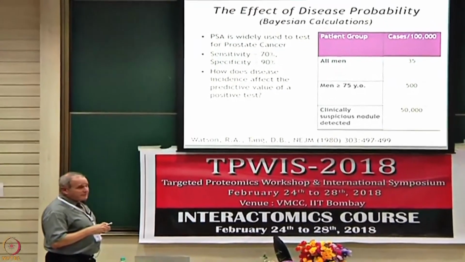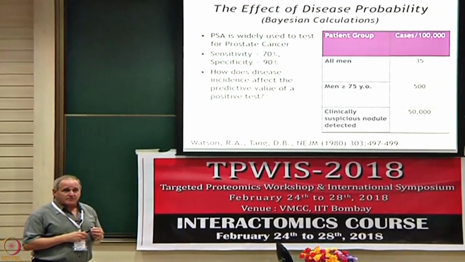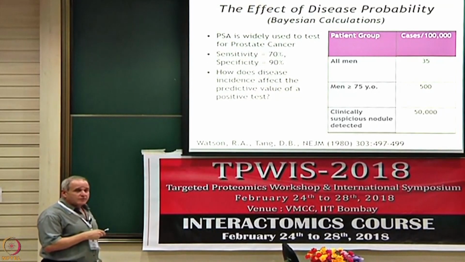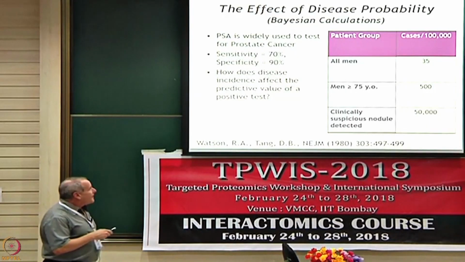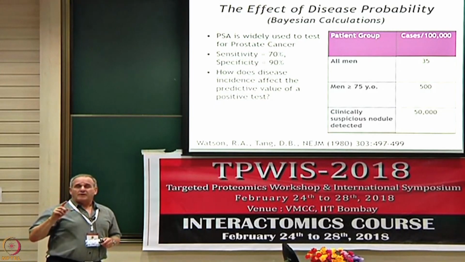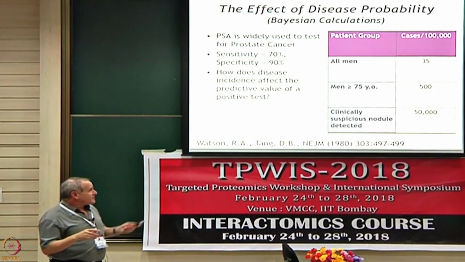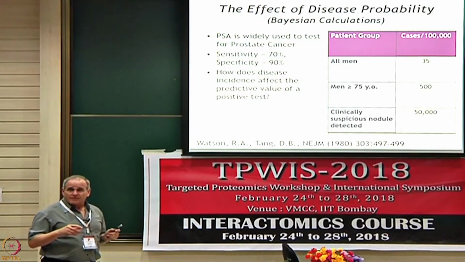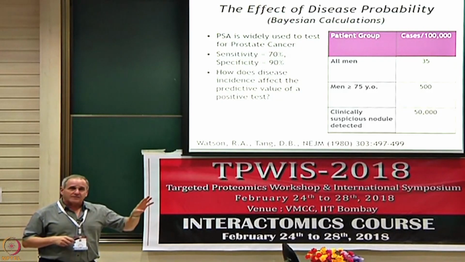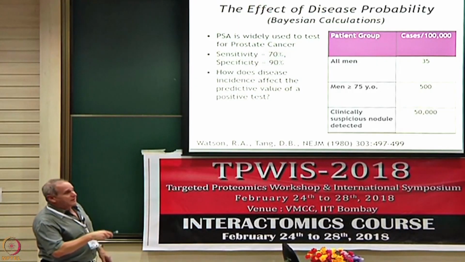We're going to consider all men, in which case the incidence of prostate cancer is 35 cases in 100,000. We're going to consider men who are over 75, in which case the prevalence of the disease goes up to 500 per 100,000. And then we're going to consider men who already have a clinically suspicious nodule. A doctor did an exam and found a mass. So in that case, there's about a 50% chance that they have cancer. Okay, so 3 different populations. These are the incidence. Remember I told you the probability of disease, A plus C over A plus B plus C plus D? That's what these numbers are, right here.